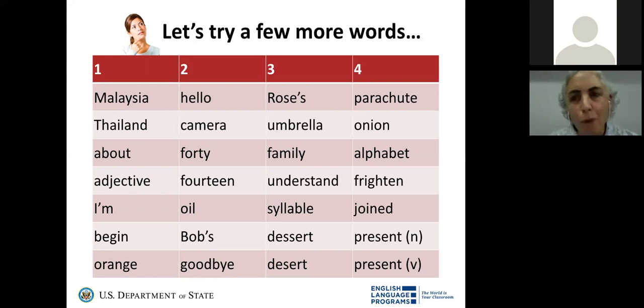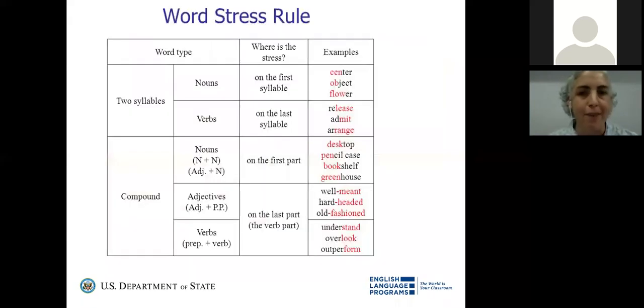There are some rules about generally ways that words tend to have their stress fall, but I'm not going to spend very much time on this. Nouns tend to have a stress on the first syllable. Verbs tend to have a stress on the second syllable. There are other compound nouns, but they're tendencies. They're not always true. Good things to notice.